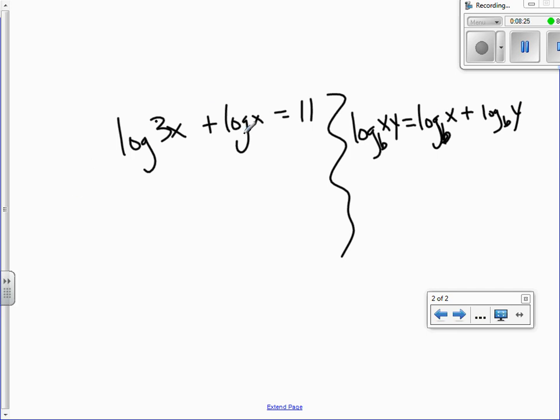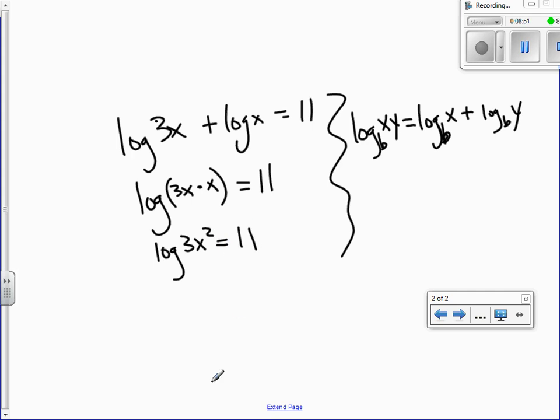Because we have a sum, we're going to write it as a single logarithm. So remember, plus means product. Product means I'm going to be multiplying stuff together. I'm going to have 3x times x. It's still going to equal 11. And now 3x times x, that's 3x squared, equals 11. And now I need to solve this for x.